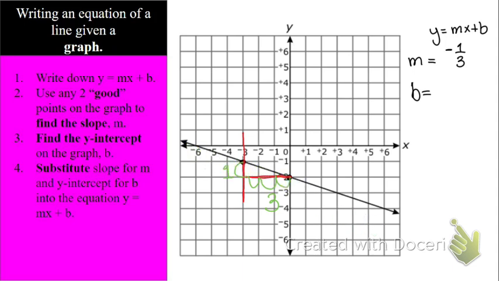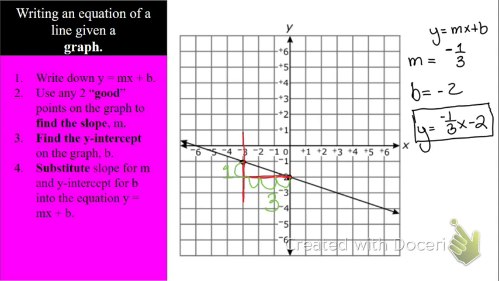So that's a negative. Alright, my y-intercept, I go to my y-axis, skim down my line to where I see where they cross, and they cross at -2. So my b is -2. So I write my equation. Y equals -1/3 x minus 2. And that's the answer for that one. That's how you write the equation of that line.